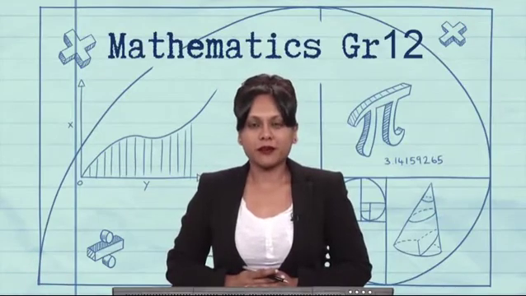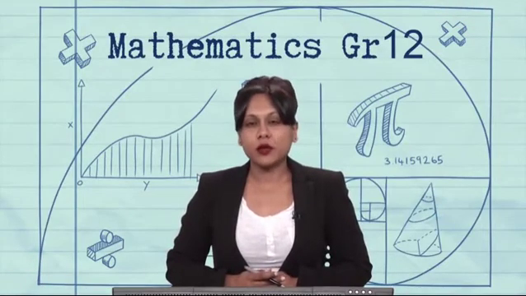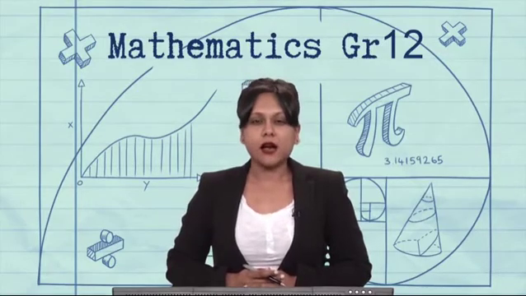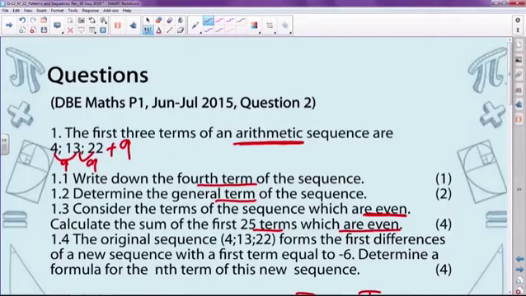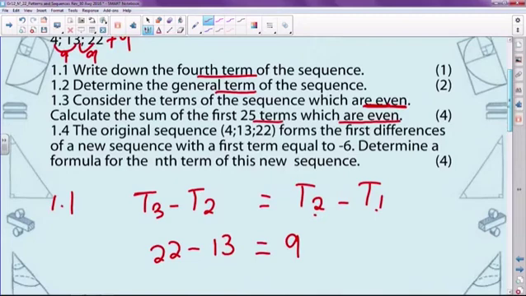Hi again, welcome back from that quick break, and now we're continuing with the first question we were looking at, and we were looking at a question that came from the June-July 2015 paper. This was question 2 in paper 1. All right, so the last part that we had to answer of this question, and we want to go straight into this while it's still fresh in our minds, we were told that the original sequence with the terms 4, 13, 22 forms the first differences of a new sequence with a first term equal to -6. Determine a formula for the nth term of this new sequence.